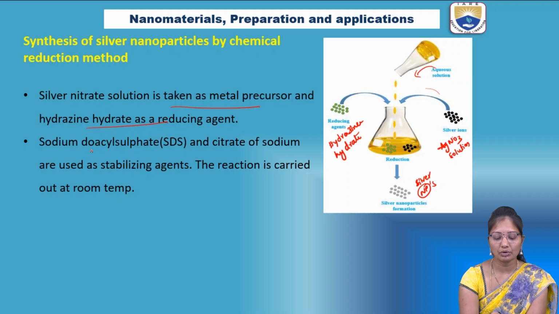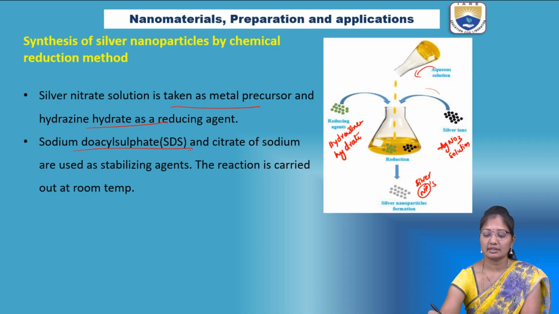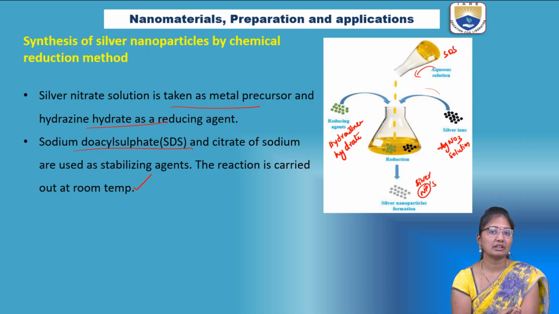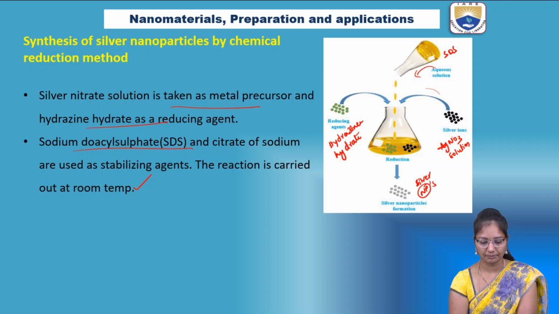Sodium dodecyl sulfate, SDS, is used as a stabilizing agent. This reaction has to be carried out at room temperature, meaning no need to heat. Some of the methods in the bottom-up approach which we are seeing have to be heated. Even in the sol-gel process, the solution has to be heated, and in physical vapor deposition and chemical vapor deposition, the substrate has to be heated. Here in this chemical reduction method, the reduction takes place, but there is no need to heat the solution.